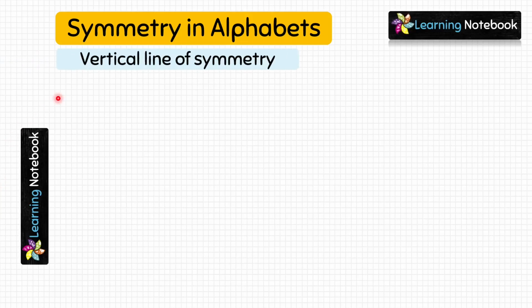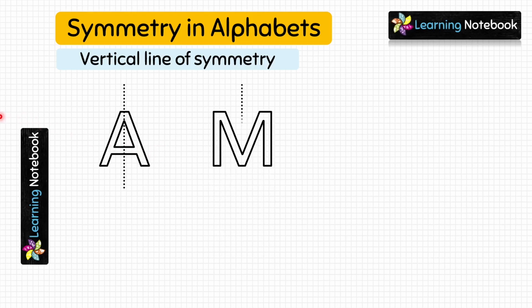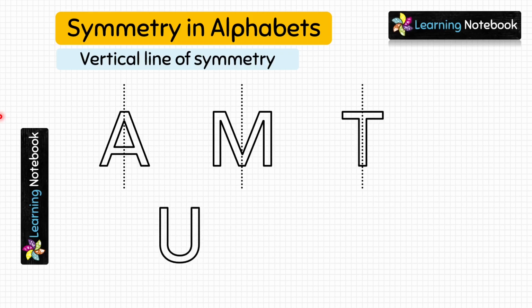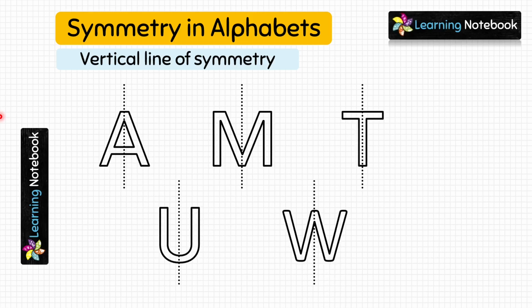Now look at the alphabets which have a vertical line of symmetry. A. A has a vertical line of symmetry. M. Next alphabet is T. Then we have U. W. All these alphabets have a vertical line of symmetry: A, M, T, U, W. Right, students? Do you know any other alphabet which has a vertical line of symmetry? Comment right now.